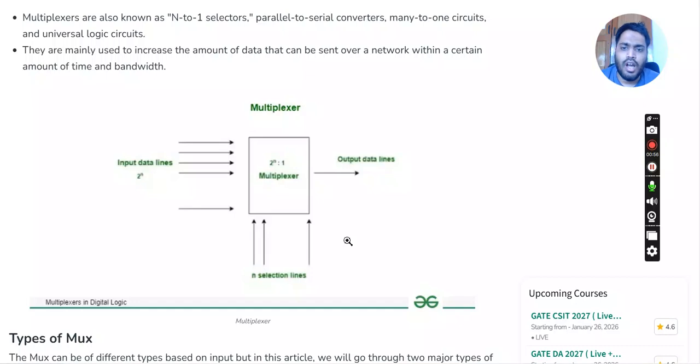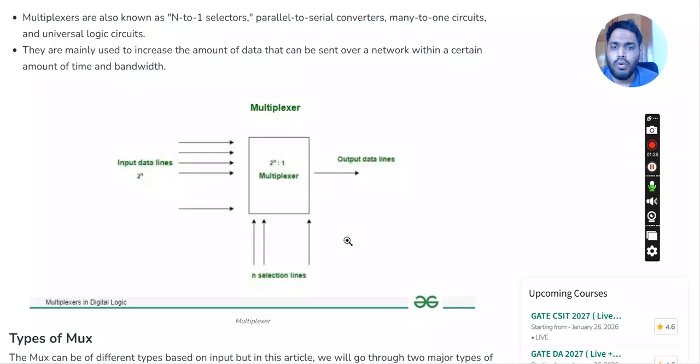So input data lines are 2 to the power of n, which means if n is 1, then 2 to the power of 1, which is 2. So 2 inputs will be there. If n is 2, that is the number of select lines is 2, then 2 to the power of 2, 4 inputs will be there. So for 2 to the power of 1, which is a 2 is to 1 multiplexer, one output line will be there and one selection line will be there.